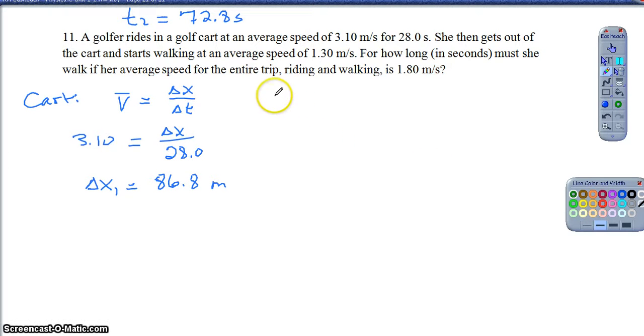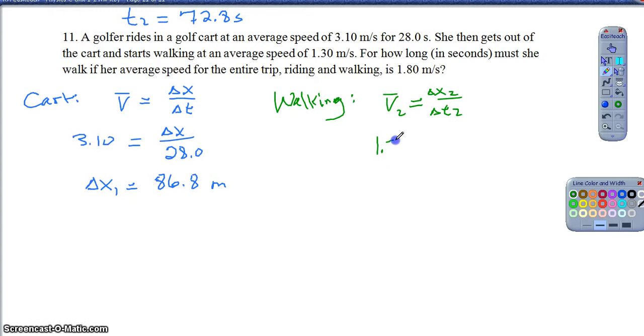But anyway, so now she's walking, right? And now let's start thinking about what information we know while she's walking. Well, it says she gets out and starts walking at an average speed, so again I'm using this equation. So this time I'm just considering the second measurements while she's walking. So I'm just labeling everything with a little subscript of 2, so I know these are the second measurements.